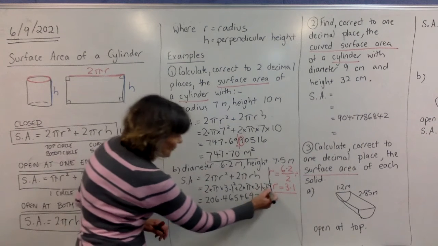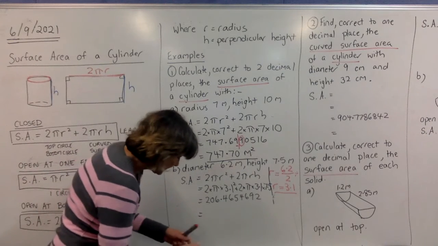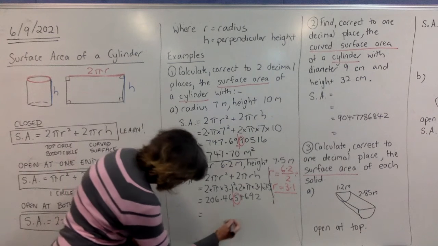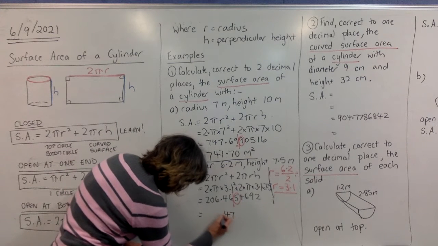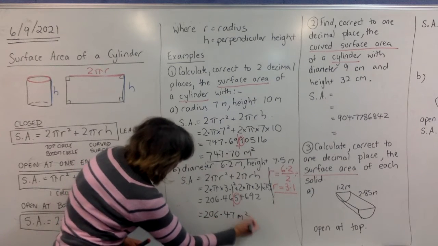And if you put all of that in your calculator, that's what you'll get. We're rounding to 2 decimal places. The 5 means we're going up by 1, so that will be a 7. And there's your answer, metres squared on the end.